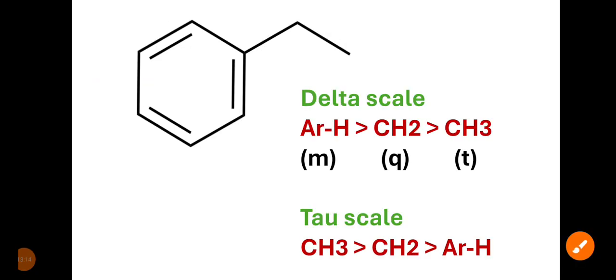Here is the structure of ethyl benzene. So what about the delta scale? In the delta scale in ppm, the aromatic protons have the higher value, then CH2 and then CH3. The aromatic gives a multiplet, CH2 gives a quartet and CH3 gives a triplet, so the multiplicity is also given here. In the tau scale it is totally different, because the sp3 hybridized carbon is first, then the CH2 and then the aromatic proton. So these two scales are totally opposite to each other, right?